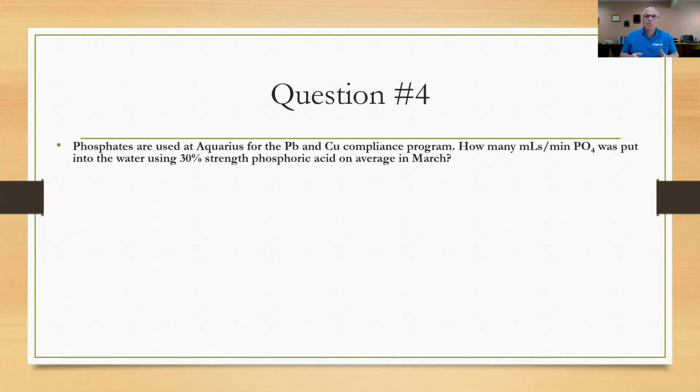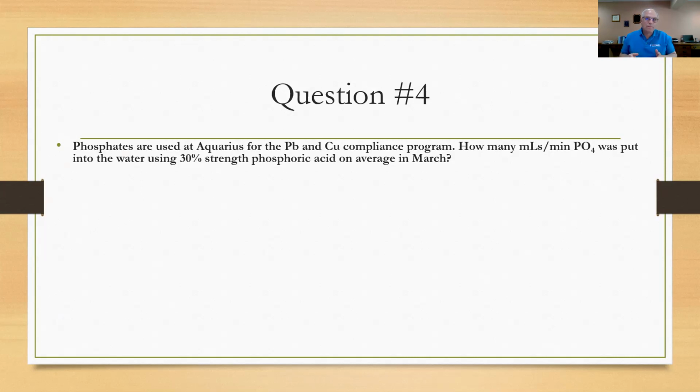Now, this is one of those dosage problems that has to work with a couple of percentages. We've got to know that the strength of the acid, in this case, was 30%. Not all of the acid is phosphoric acid, only 30% of it. The rest of it is just water. So we have to use that percentage in our calculations.